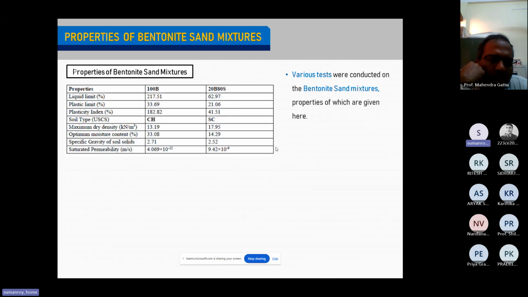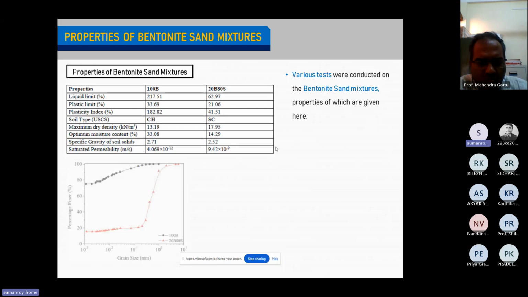On the other hand, when we mix a huge amount of sand with it, 80% sand means almost 80% of its weight is replaced by sand. Now it's no longer a high plastic clay. But its permeability is reduced significantly. But you see, it's still in the range of 10 to the power minus 9 meter per second. That means we can use it as a liner system. And we'll see how effective it is as a liner system.